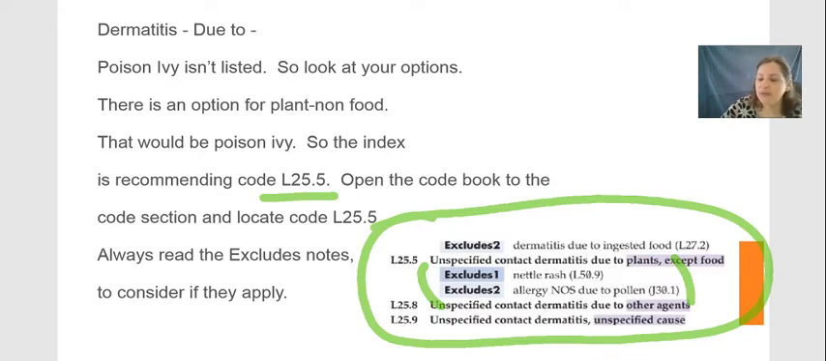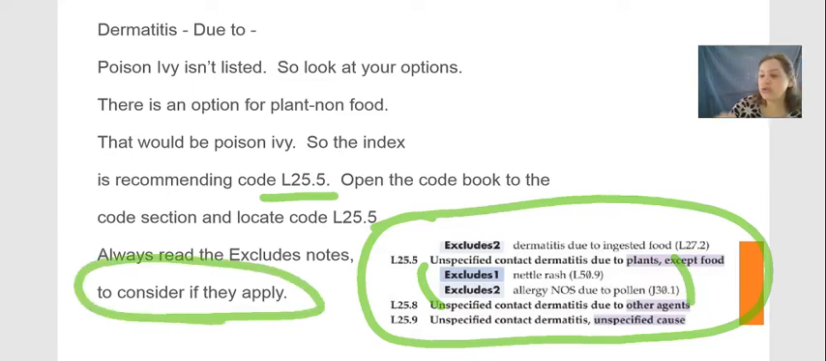Now, none of those things were said in this question, so we can read and discard. I always say consider if they apply. Those excludes do not always apply to the question you're doing, but you always have to read them and consider them. So I considered the nettle and I rejected it. I considered the allergy due to pollen and I rejected it. So that means I like the code that we found, and L255 would be the correct answer.